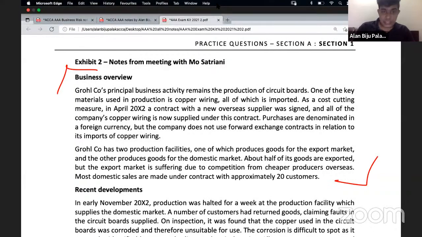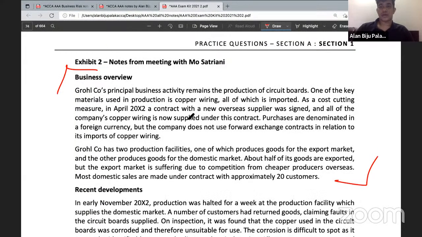Groll Company's principal business activity remains production of circuit boards. One of the key materials used in production is copper wiring, all of which is imported. As a cost-cutting measure in April 2012, a contract with a new overseas supplier was signed, and all of the company's copper wiring is now supplied under this contract. Purchases are denominated in foreign currency, but the company does not use forward exchange contracts in relation to goods import of the wiring.